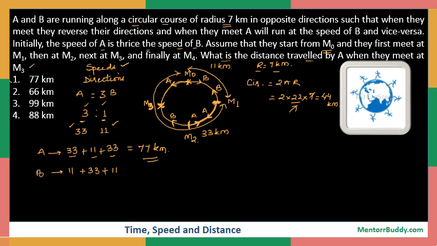That is your option number 1. So this is how we can get an answer to this question based on circular tracks. Though B has traveled for a total distance of 55 kilometers, but that's not part of our question. So my answer to this question becomes 77. So this is how we can easily get the answer. I hope everyone has understood.